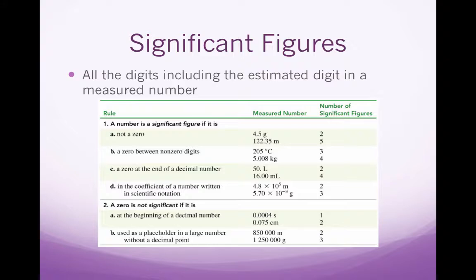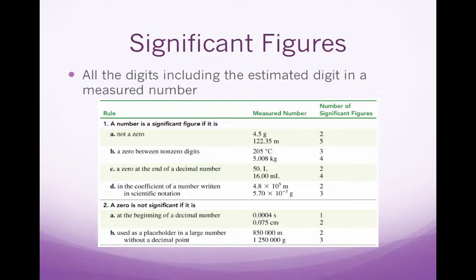Our next rule is a number is significant if it's a zero at the end of a decimal number. So 50. liters is 2 significant figures, the non-zero digit and then the zero significant because it's at the end of a decimal number. If it was just 50 without that decimal point, we'd only have 1 significant figure. In the next example, 16.00 milliliters, we have 4 significant figures. The 1 and the 6, the 2 non-zero digits, and those 2 zeros are significant because they're at the end of a decimal number. They're after a decimal place.